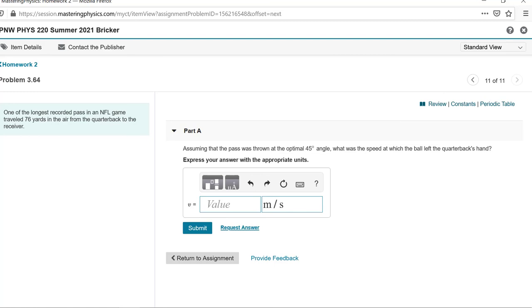You'll have to figure out what the speed would be. So use the range equation like we did on the previous problem. Instead of finding the range, though, the range is given, find out what the speed would have to be. That's the quickest way of doing this. There are other ways of doing it, but the range equation really helps out with this problem.